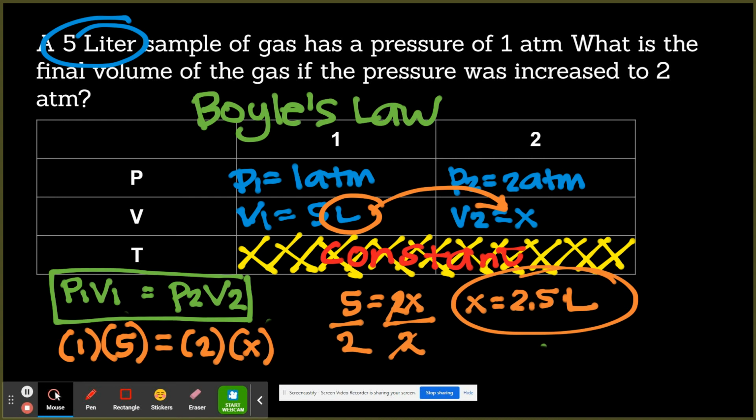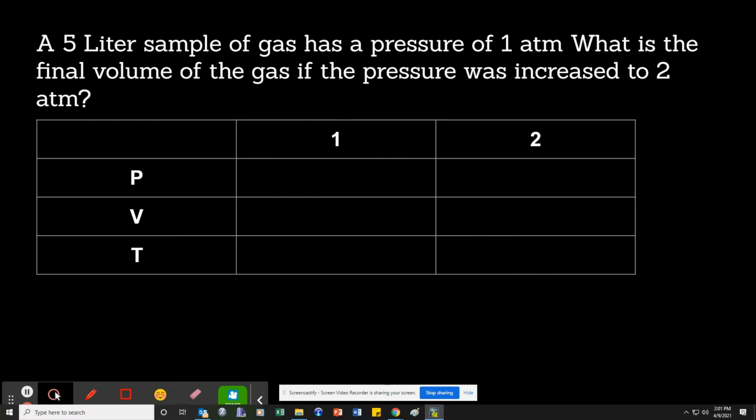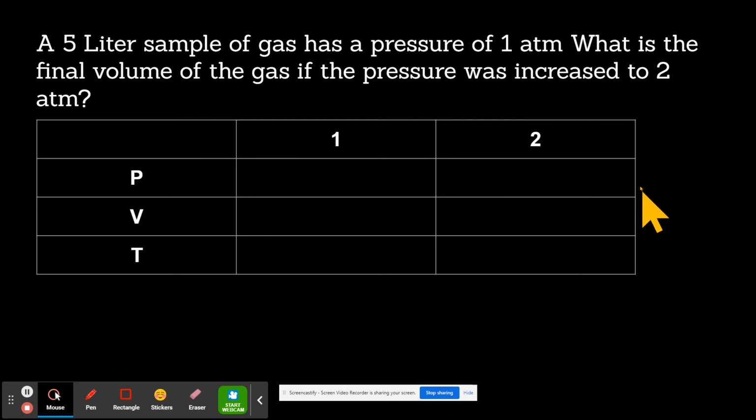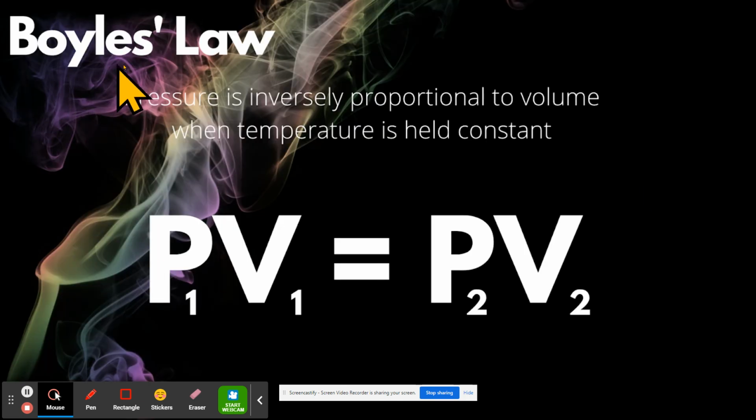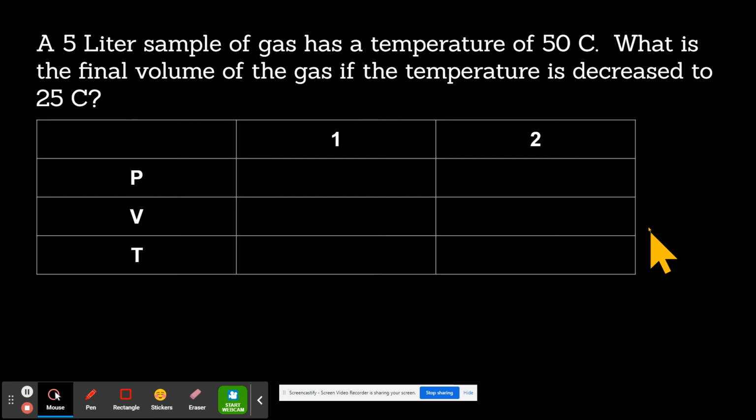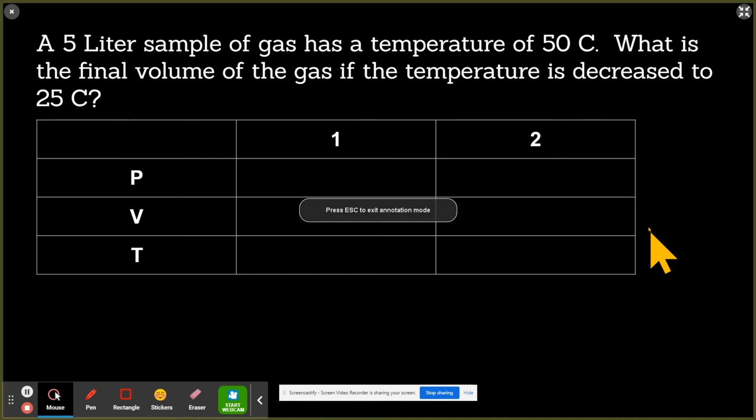All right. Okay. Let's try another problem. But before that, again, let's summarize. Boyle's law is when temperature is constant and what's changing is pressure and volume. All right. Let's solve this problem right here, and let's try to do this faster.